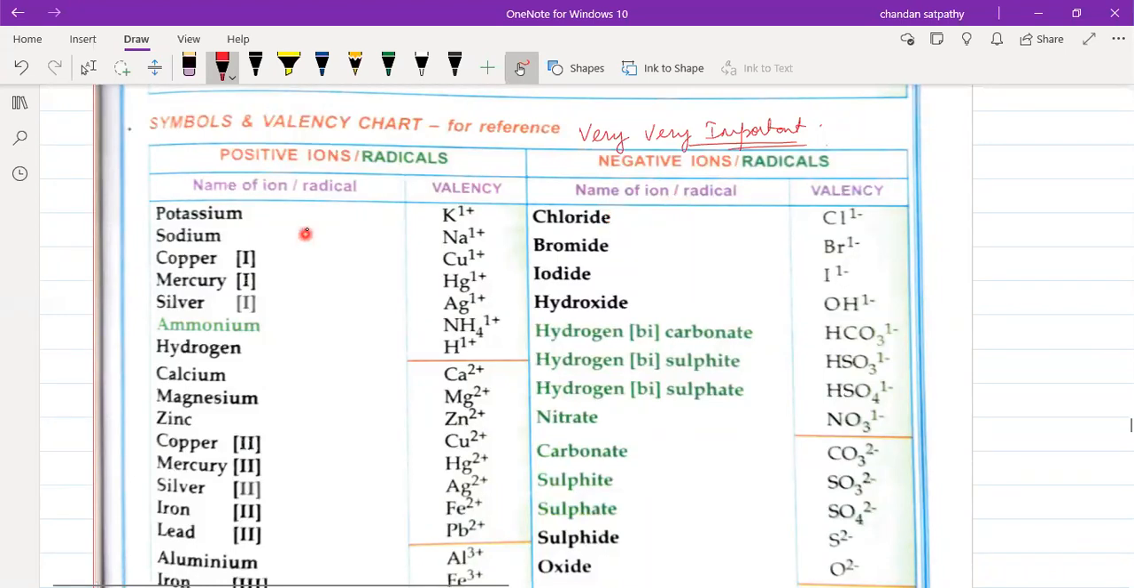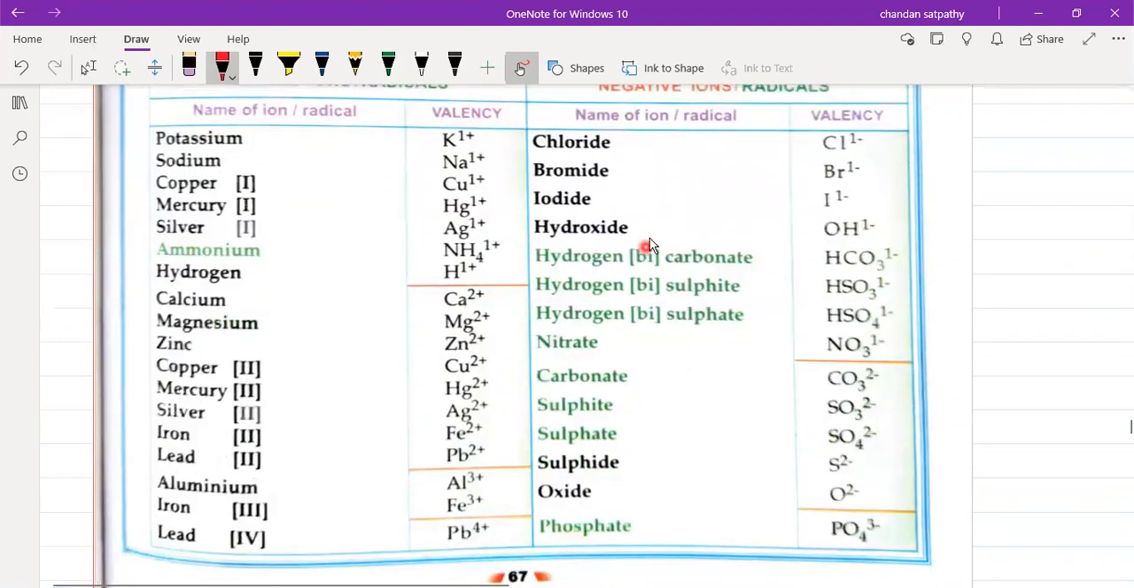So these are the valencies of different radicals like potassium, K plus, sodium, Na plus, copper, Cu plus, mercury, Hg plus, silver, Ag plus, ammonium, NH4 1 plus, hydrogen, H 1 plus. You have to practice the charges also. Calcium, Ca 2 plus, magnesium, Mg 2 plus, zinc, Zn 2 plus. All these you have to practice.